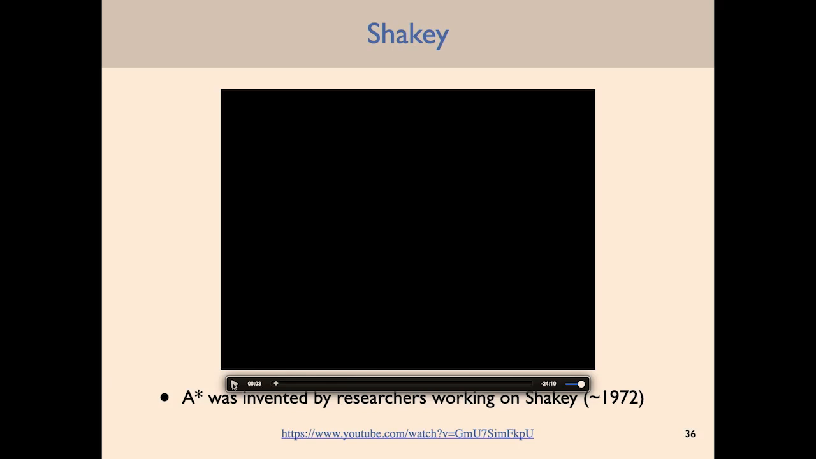The paper on Shakey, which I think was published around 1972, is actually a really amazing paper. If you're interested in robotics in general, I would recommend taking a look at it. A lot of the questions they were thinking about in that paper are still open research questions, and a lot of the ideas are still around today in state-of-the-art approaches.